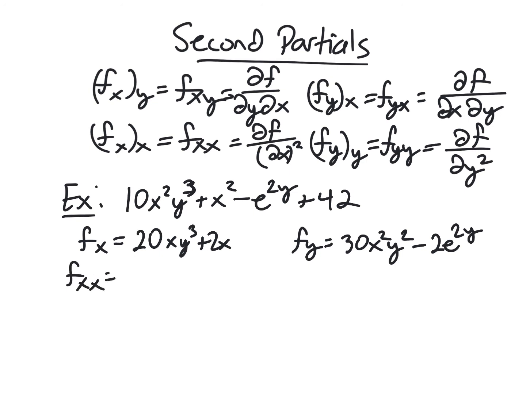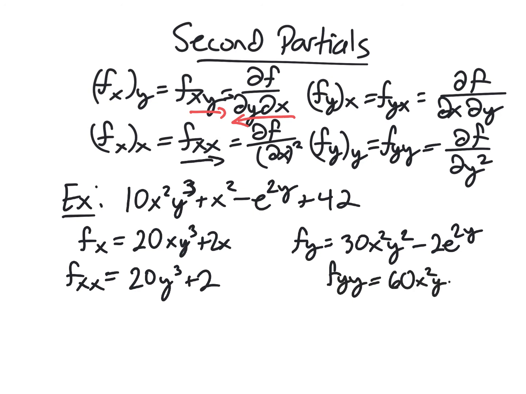And by the way, notice on the notation here that these go left to right, but then the del notation works like right to left because function composition works right to left. So notice up here that we have like xy, but then this goes back as xy, so it looks like yx. Just something to point out. So this one, we're going to get 20y cubed plus 2. Fyy is going to be 60x squared y minus 4e to the 2y.